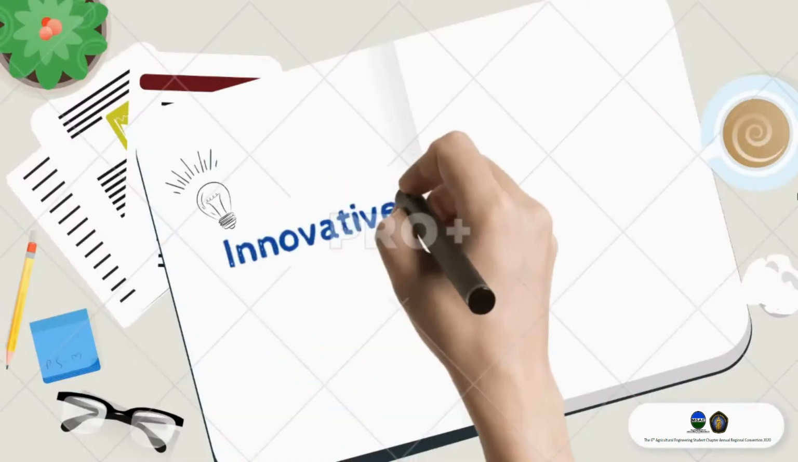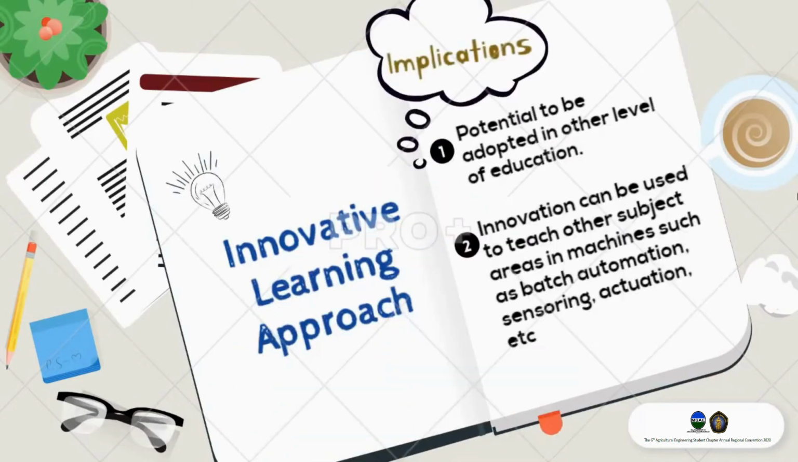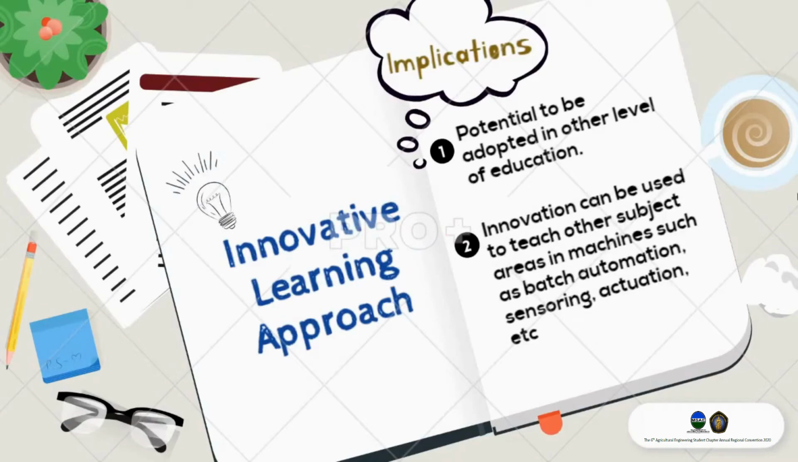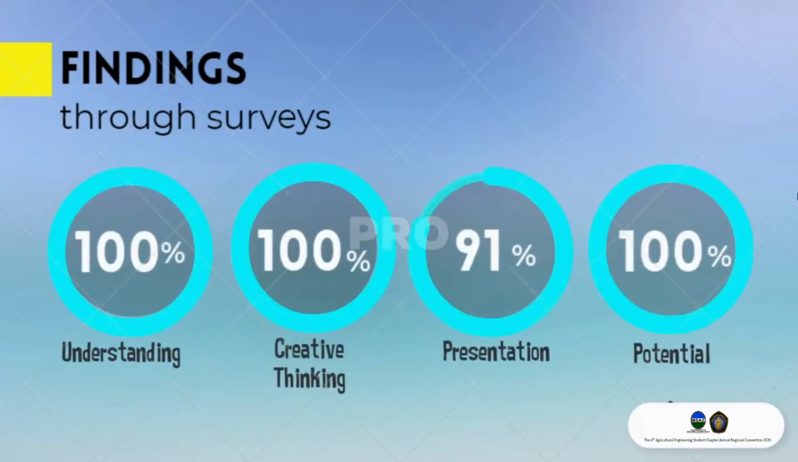So do you wonder what is the implication of this research? The first implication of the innovative learning approach is the potential to be adopted in other levels of education. And also the innovation can be used to teach other subject areas in machines such as batch automation, sensoring, actuation, and etc.